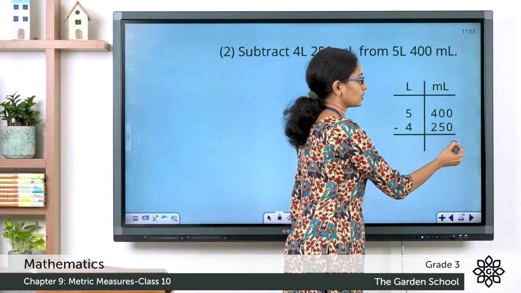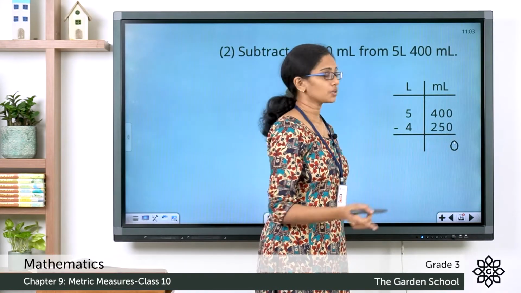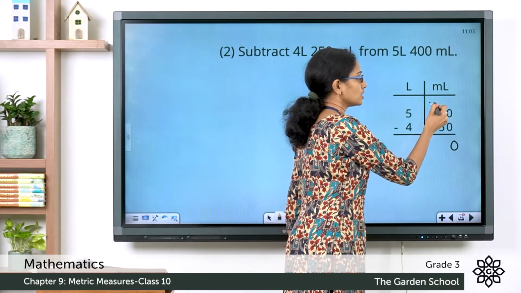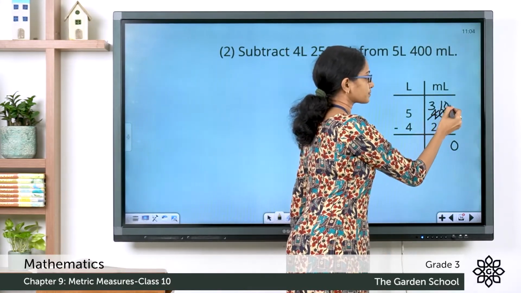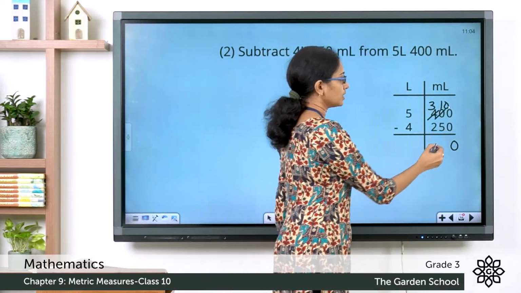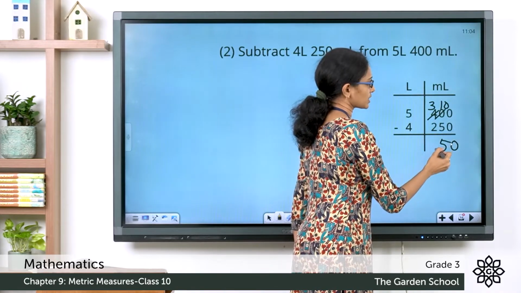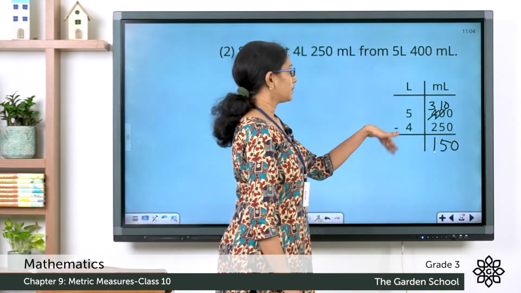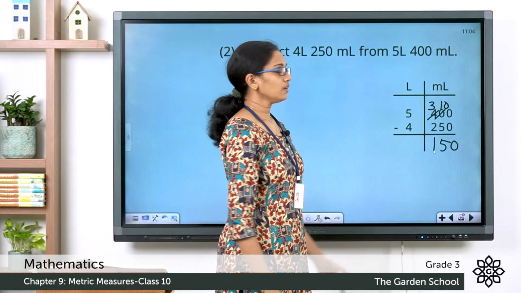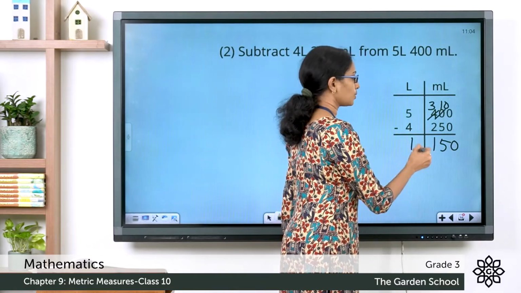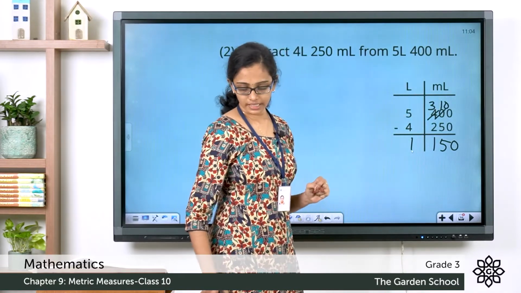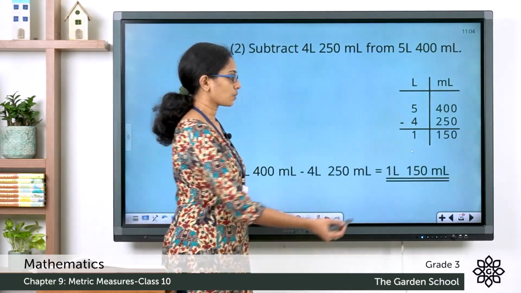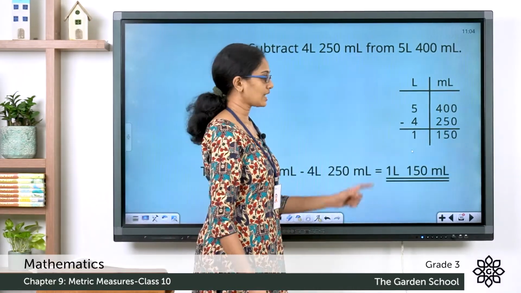0 minus 0, 0. 0 minus 5 we cannot do, so we are borrowing from the next place. So it is 3, and now it is 10 here. Now 10 minus 5 is 5. Now 3 minus 2 is 1. Now in the liter column we have 5 minus 4, which is equal to 1. So it is 1 liter and 150 milliliters. The difference is 1 liter 150 milliliters.